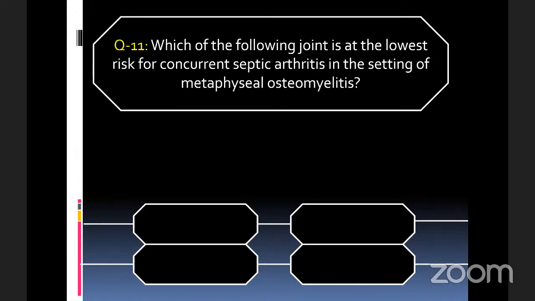Next question is, which of the following joint is at the lowest risk for concurrent septic arthritis in the setting of metaphyseal osteomyelitis? Options are shoulder joint, hip, elbow, or knee.